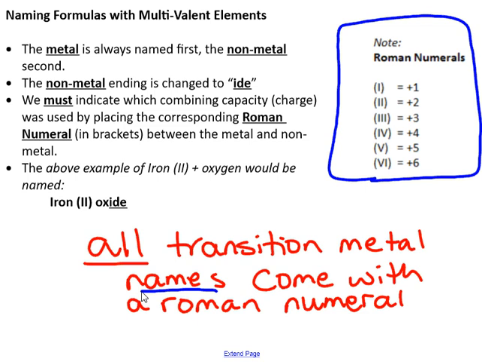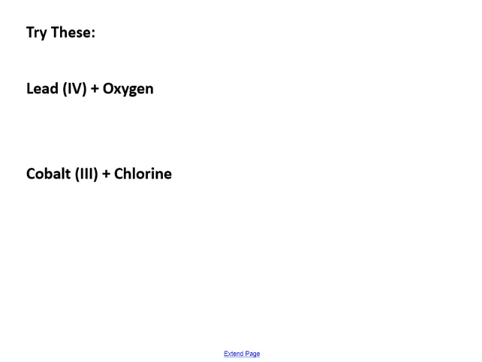FeO was formed from iron 2. This is iron 2 oxide. We won't use Roman numerals for anybody except for transition metals. So let's try doing the formulas and the names for these two examples. Let's try doing lead-4 and oxygen. So the symbol for lead is Pb. The charge on the lead comes from this clue in the Roman numeral. That's the Roman numeral 4. So the charge will be +4. Oxygen symbol is O, and its charge is -2.